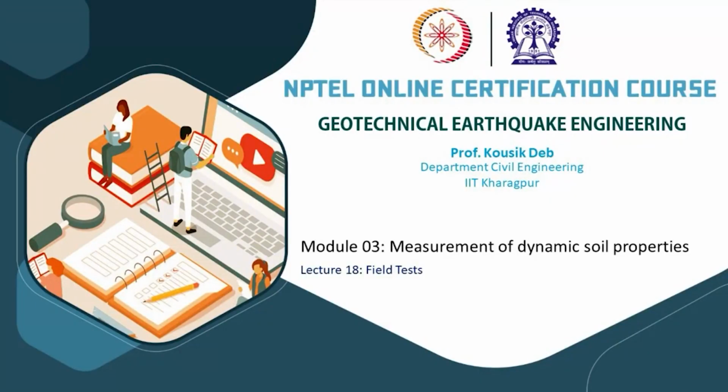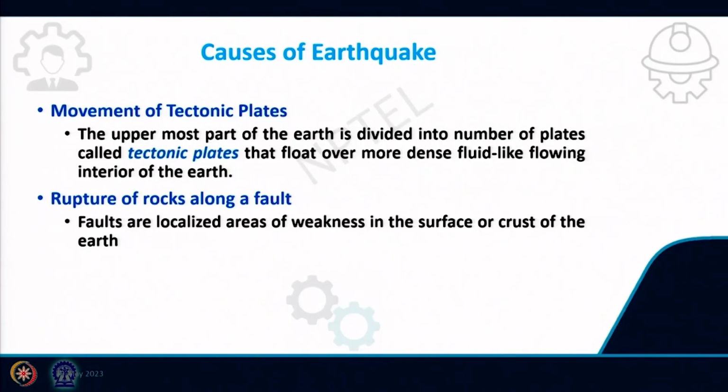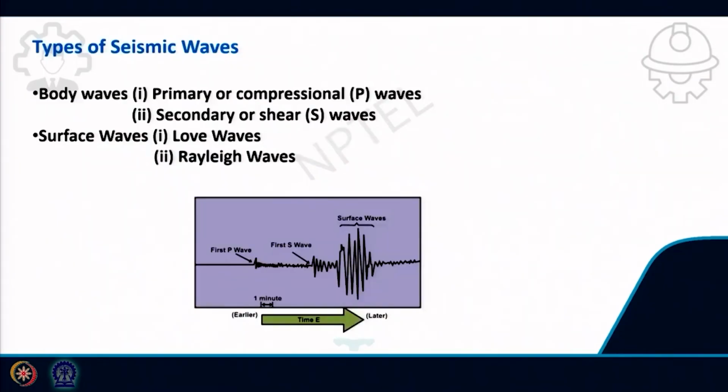So, I have already finished two modules. In the first module, I discussed the causes of earthquake. As we have already mentioned, this is due to the movement of tectonic plates and rupture of rocks along a fault. Then I discussed the different types of seismic waves: the body waves and then the surface waves.